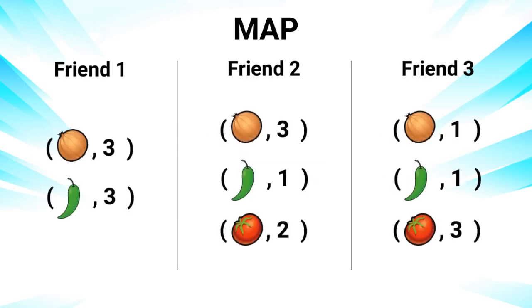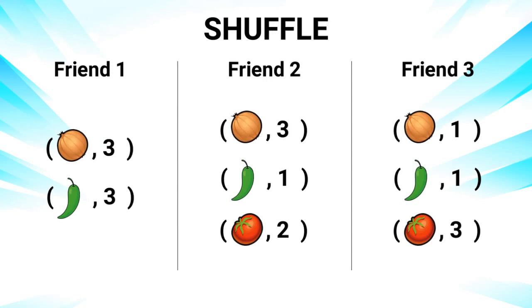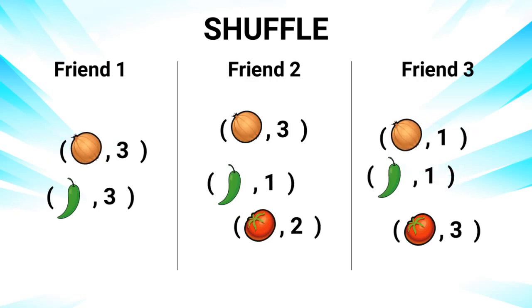Now that your friends have chopped the vegetables and labeled each bowl with the weight and type of vegetable, we move to the next stage, which is shuffling. This stage is also called grouping. Here you want to group the veggies by their types. You assign different parts of your kitchen to each type of veggie, and your friends are supposed to group the bowls so that like items are placed together.